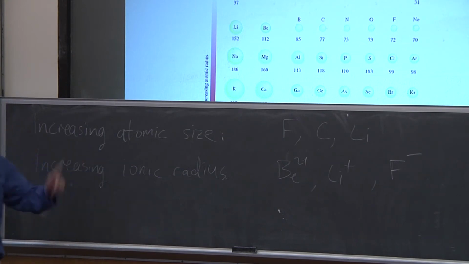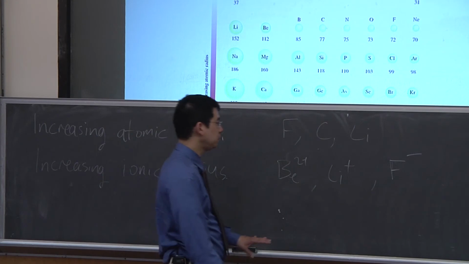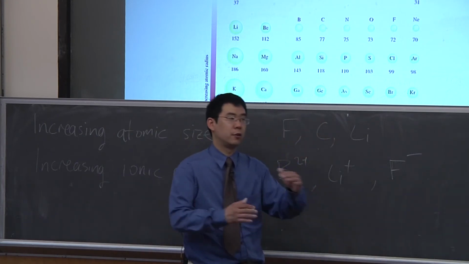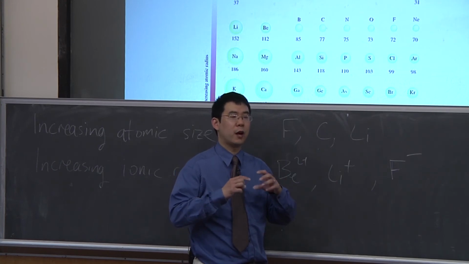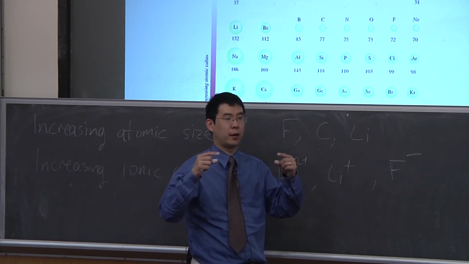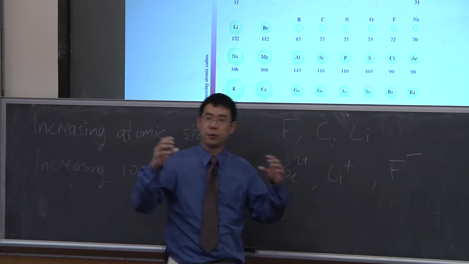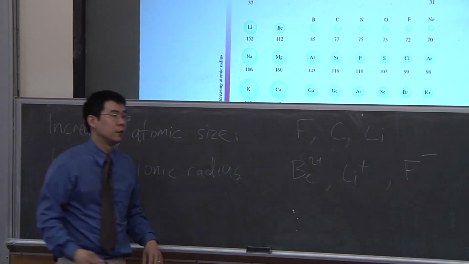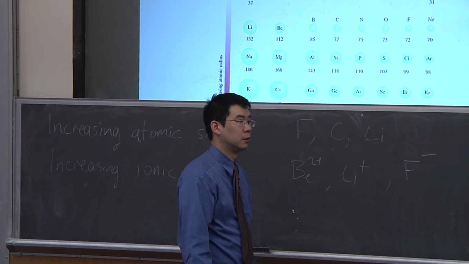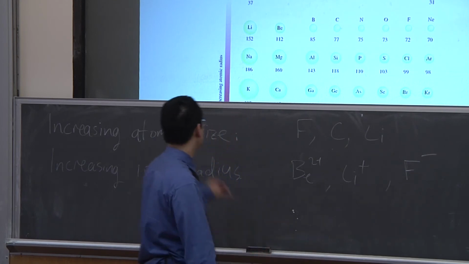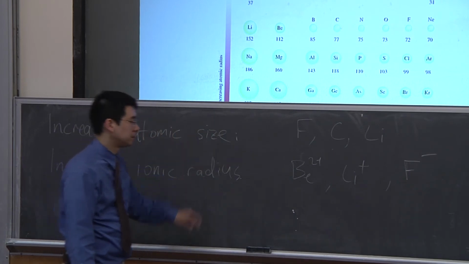Once you start going from one row to the next, it becomes quite hard to predict sometimes. It's going by the charge. Remember, when you have more protons than electrons, what happens to the size? It gets smaller, right? Because the protons are pulling on the electrons. If you have more protons than electrons, the whole thing gets smaller. So ionic radius is basically the same as saying size of the ion, not size of the atom, right? Size of the ion.